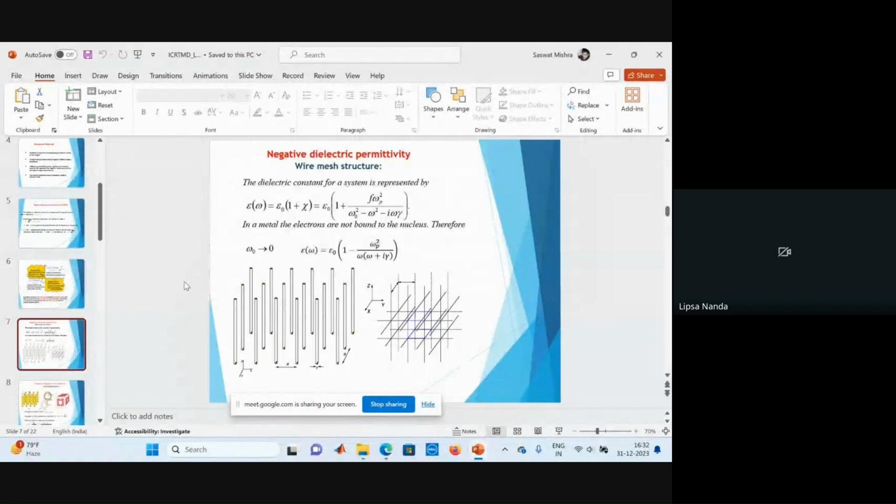To obtain this kind of medium, we take a thin wire structure. These are taken in the sub-wavelength limit, that is, the wavelength of the incident radiation is much higher as compared to the dimension of the spacing and the radius of the thin wire structures. Three-dimensional orientations of the wires can also be taken to obtain better performance in terms of the dielectric permittivity.